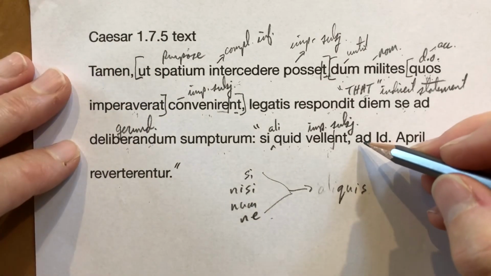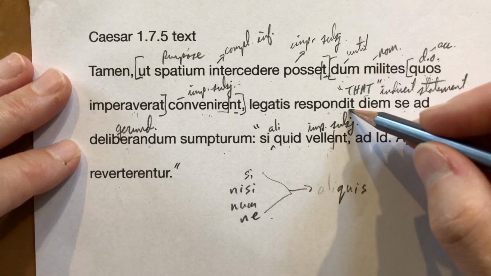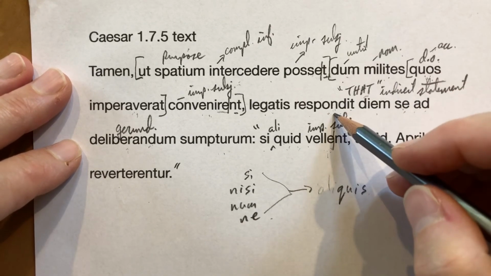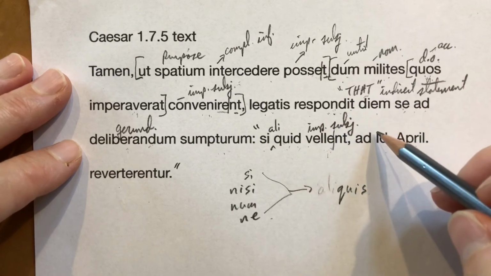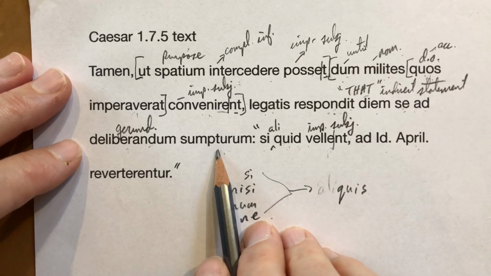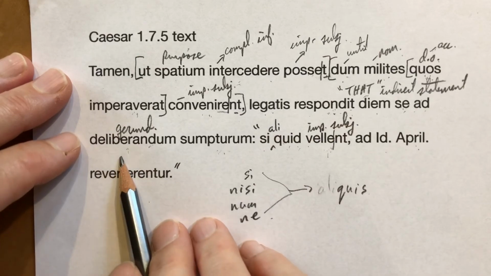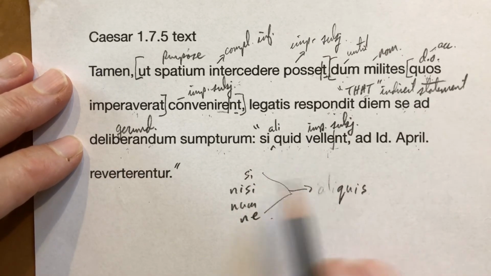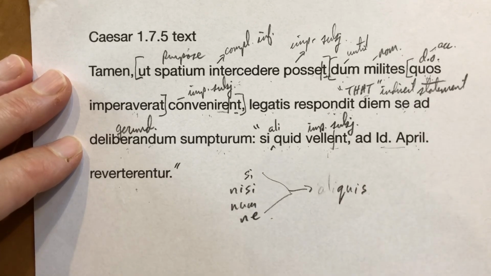So you can see inside of all this what Caesar actually said. So if I were going to imitate Caesar at the time, I will accept a day for deliberation. If the Helvetians want something, they should return on the Ides of April. That's what he actually said, and then it's put in indirect statement there.